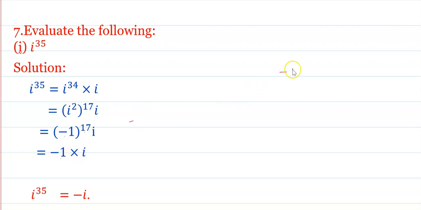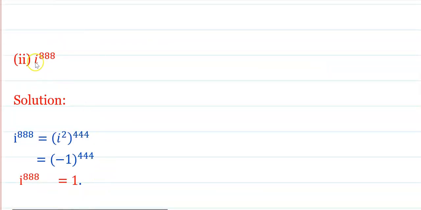Minus 1 raised to any odd number, this is the odd number and hence it is again minus 1. Minus 1 raised to even number, then its value is plus 1, and overall I raised to 35 is minus 1. Now the next, I raised to 888. Again I square and bracket raised to 444. I square is minus 1. Again minus 1 raised to even number, you are getting plus 1.